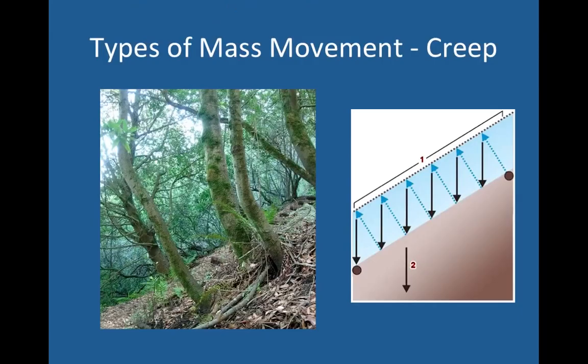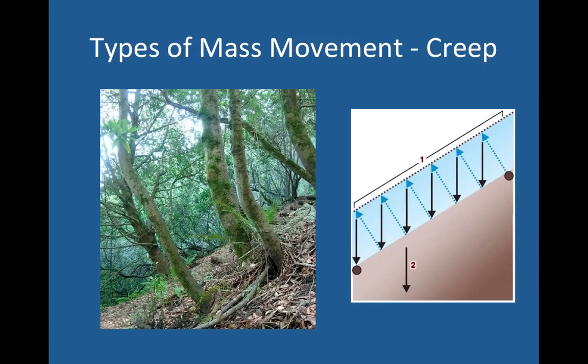Finally, the slowest one is called creep. And I can always remember this because it kind of makes the landscape look really creepy. On the left, you can see the results of creep. You've got these trees where the soil that they're planted in has just kind of slid downhill very slowly, and so you can see how it's affected their growth.